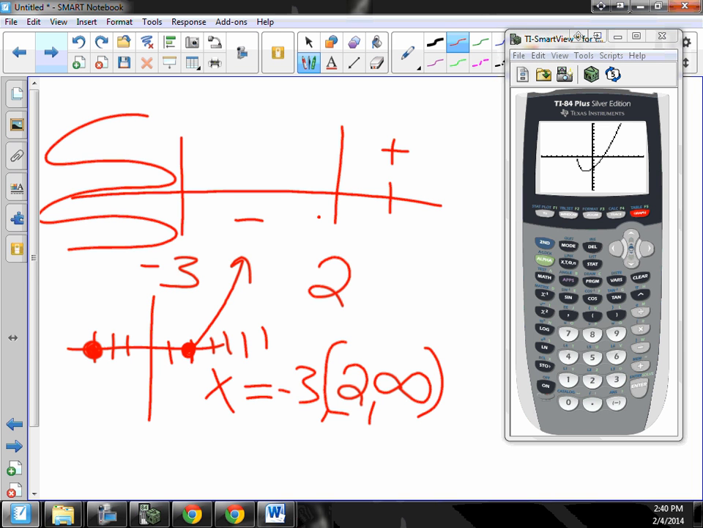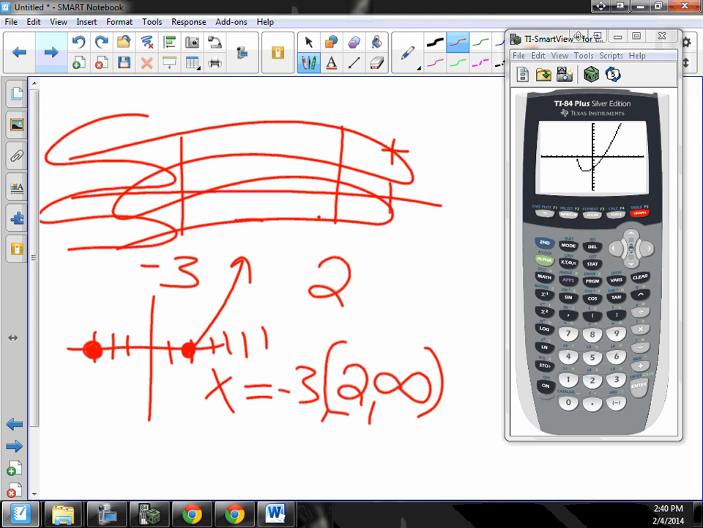Okay? And now that I think about it, maybe I won't make you do this part. So I want you to find the roots and then draw the graph and then write this. And I'll do another one with you.